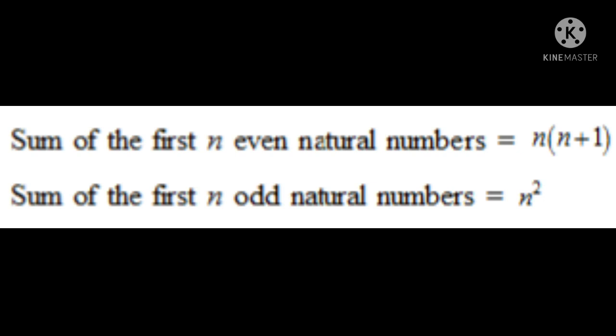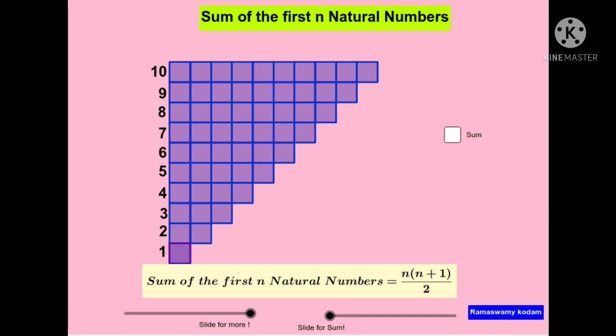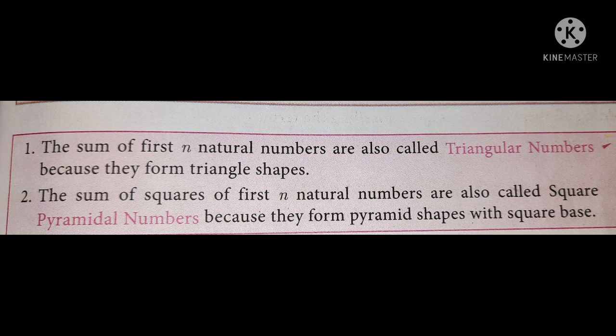Sum of the first n even natural numbers, that is 2 plus 4 plus 6 plus and so on up to 2n, that is n into n plus 1. Next one, sum of the first n odd natural numbers, that is 1 plus 3 plus 5 plus 7 plus and so on plus 2n minus 1, that is n square. The sum of first n natural numbers are also called triangular numbers because they form triangular shape. The sum of squares of first n natural numbers are called square pyramidal numbers because they form pyramid shape with square face.